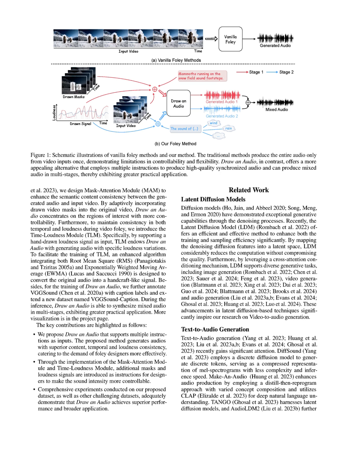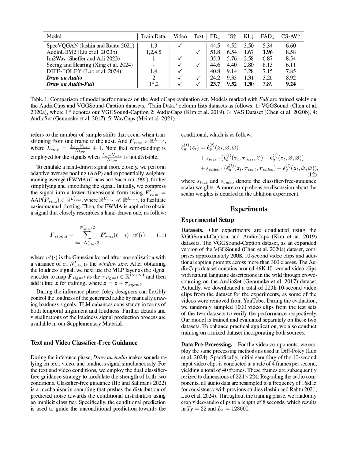Draw-in-Audio has been validated through experiments conducted on two primary datasets, VGG sound caption and audio caps. The VGG sound caption dataset consists of approximately 200K 10-second video clips with caption prompts, while the audio caps dataset contains around 46K 10-second video clips with natural language descriptions. The experimental design involved training and evaluating the models separately on these datasets, as well as on a mixed dataset combining both sources, with 1,000 video clips randomly sampled from the test sets for performance verification.